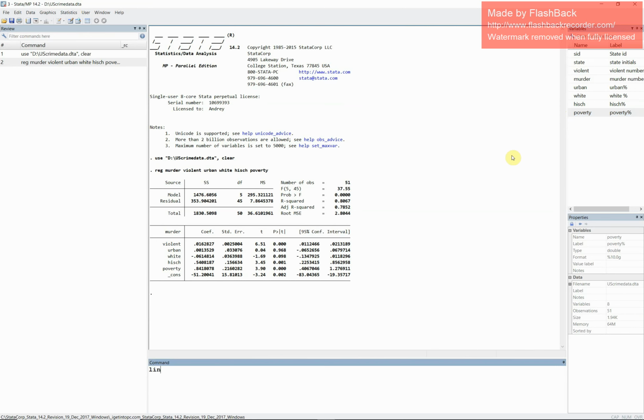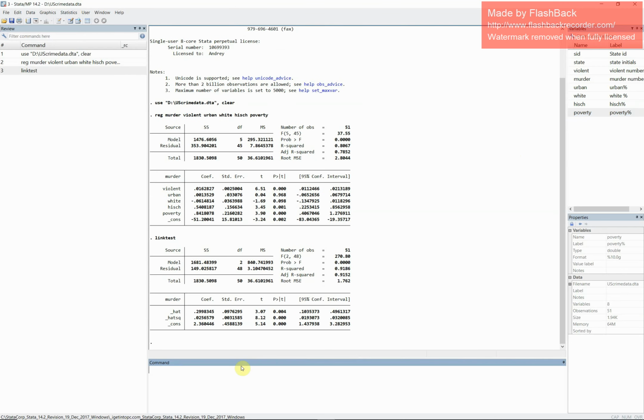Let us write our command, linktest. Here is the output. Now what you find is that _hat is significant at 1%. This is what we should expect in a correctly specified model. However, _hatsq is also significant, which means it also has explanatory power. So there is a problem here with regard to specification of the model.